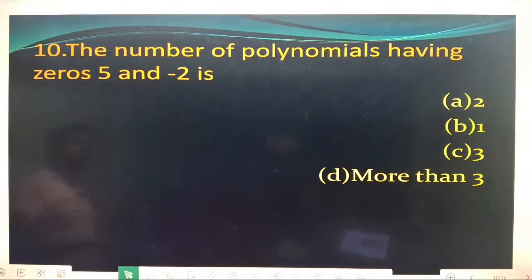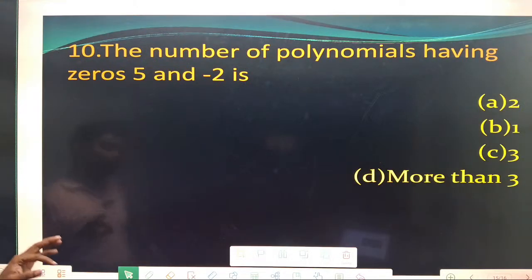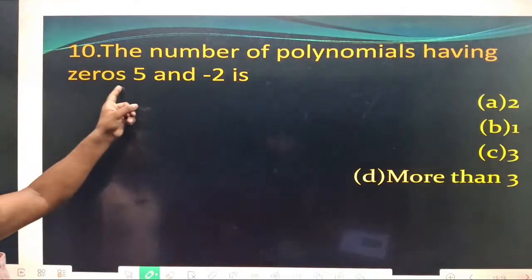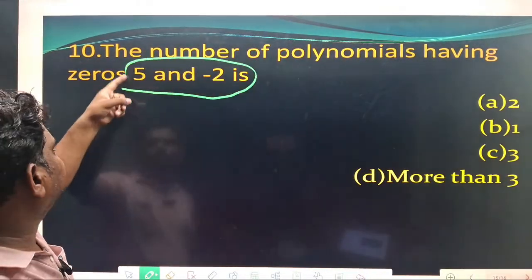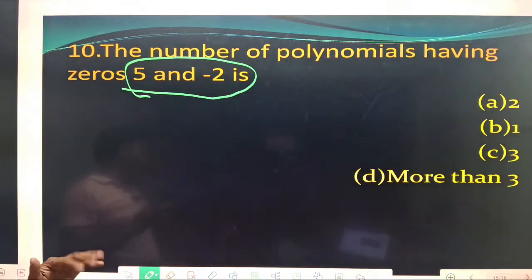The number of polynomials having zeros 5 and -2 is how many? Only one polynomial? Only two polynomials? No. There are many polynomials that have these zeros.